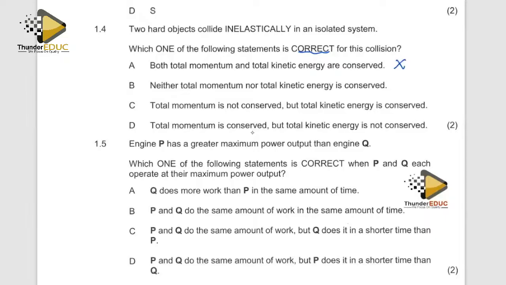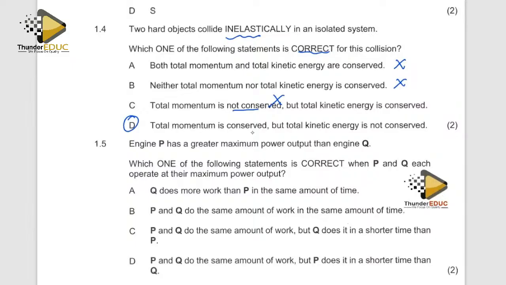No, we know that momentum will always be conserved regardless. But when it comes to the kinetic energy, for as long as it is inelastic, kinetic energy will not be conserved. So neither total, this is wrong. Total momentum is not conserved, that's wrong. So option D is the best. So total momentum is conserved, but the total kinetic energy is not.